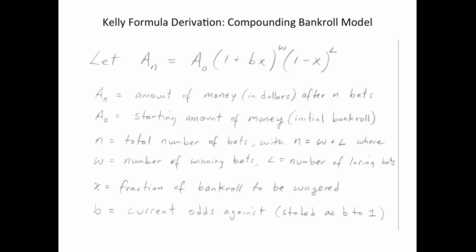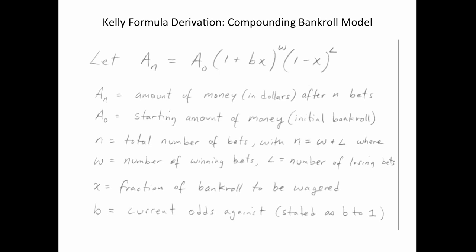Okay, where I'm going to start is with a formula that can determine how the bankroll will go up and down as you win and lose bets. So this is what I call the compounding bankroll model. And it's from this that I will then derive the Kelly formula.